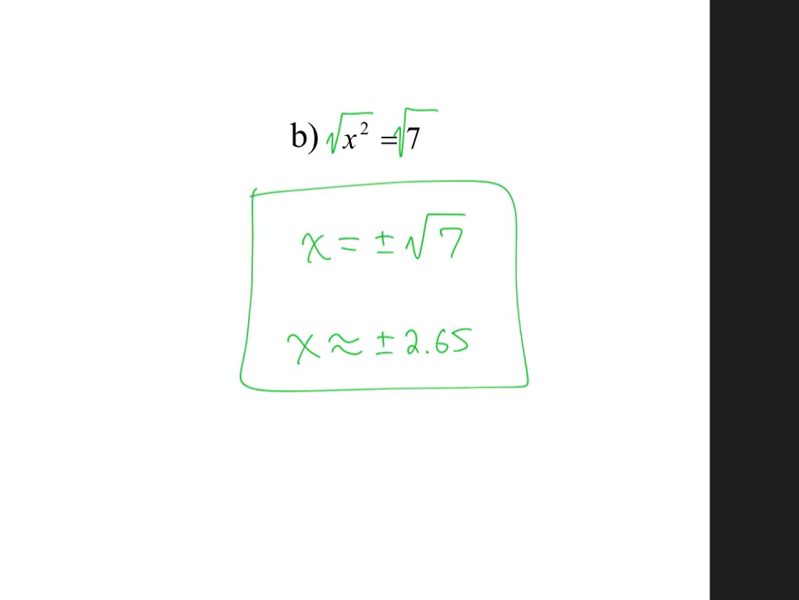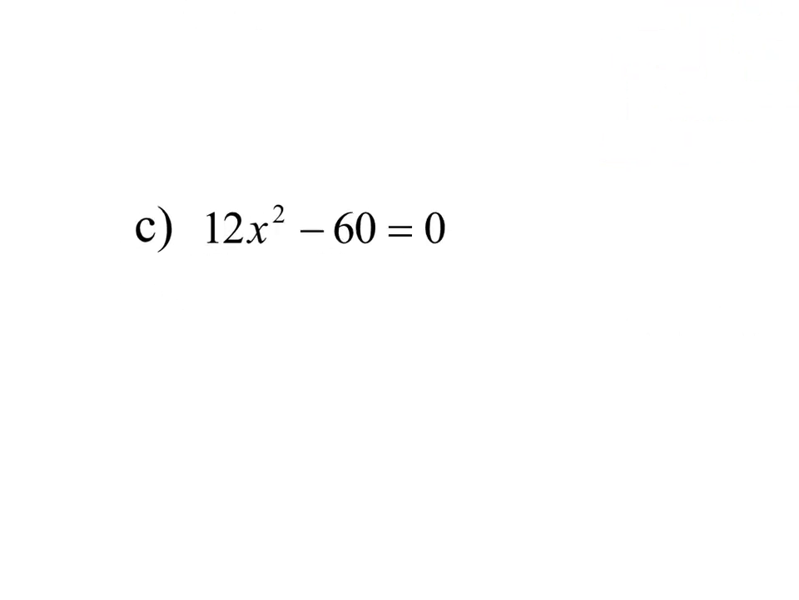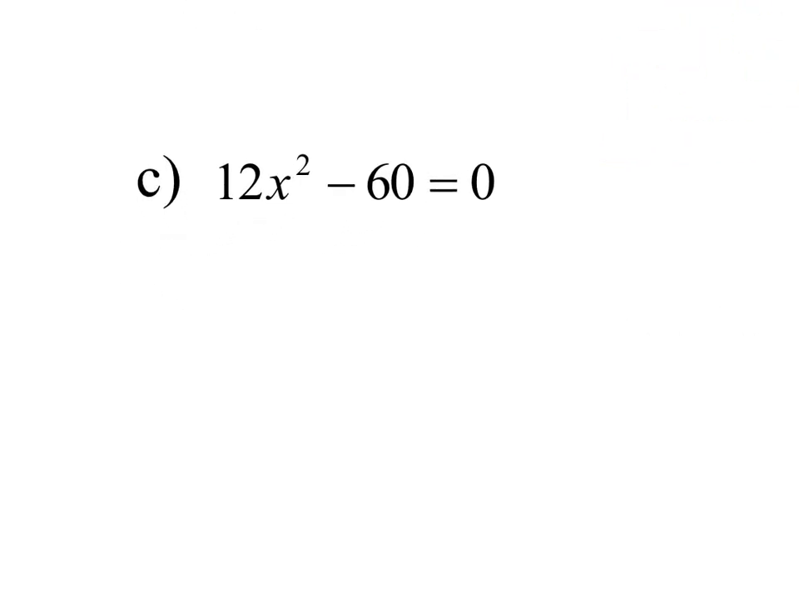All right, let's do letter C together now. We have 12x squared minus 60 equals 0. So first things first, is the x squared by itself? It is not. So if I just had 12x minus 60 equals 0, how would I solve that? What would be the first step? Well, I'm going to add 60 to both sides, right? I'm going to get the 12x by itself. So we're going to add 60 to both sides. So now I have 12x squared equals 60.